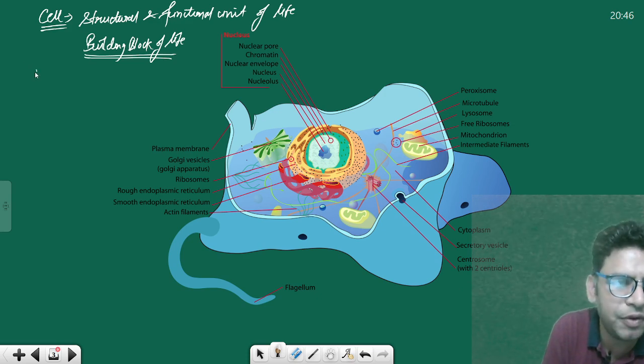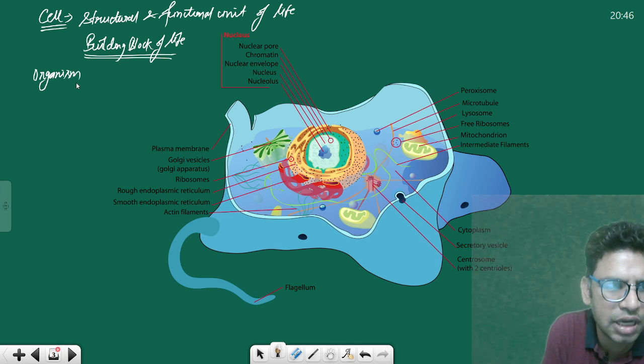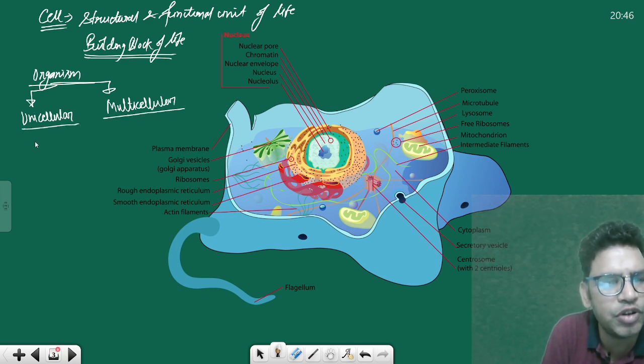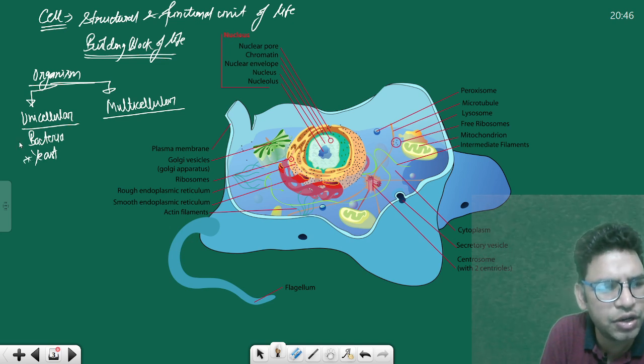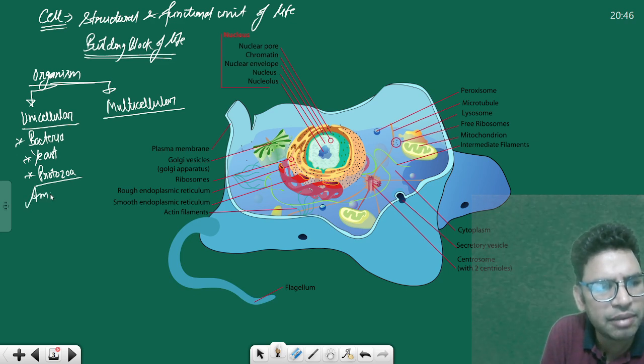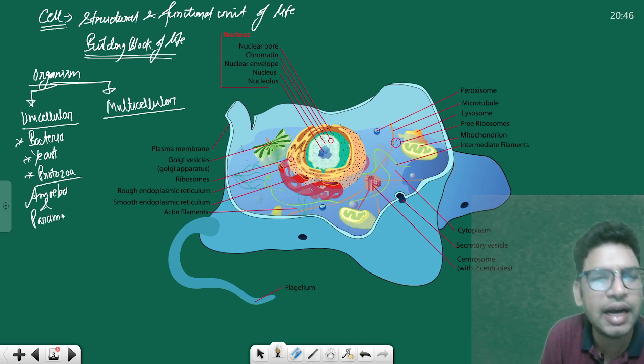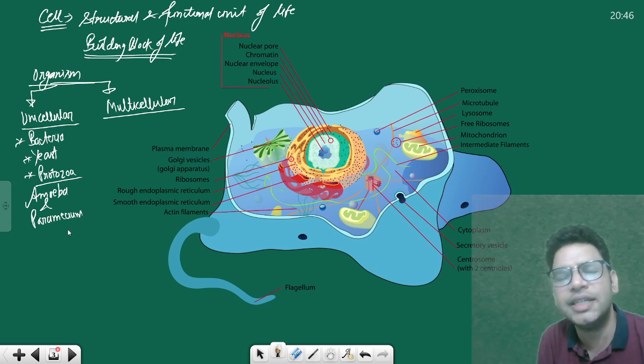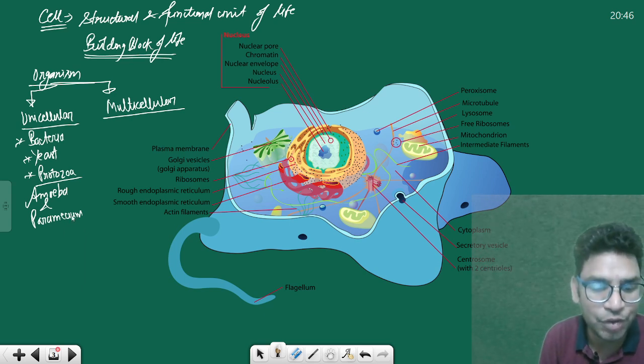Organisms can be of two types. One is unicellular; a unicellular organism has one cell only. And there are multicellular organisms, like us. For example, we have unicellular bacteria. You have yeast also, which is unicellular. You have protozoa, for example amoeba and paramecium, which are unicellular animals. Zoa means animals in scientific terminology. You have done all of these things in your 9th class, right? I hope everyone remembers.